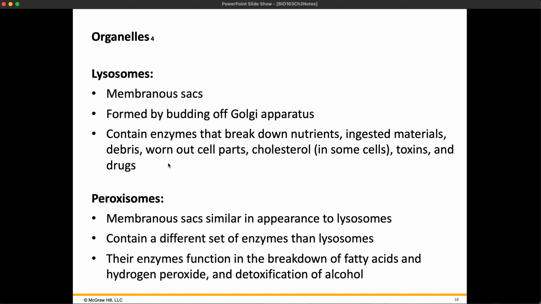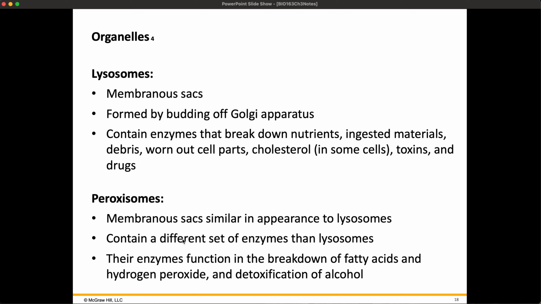Lysosomes and peroxisomes, a lot of these are helpful. They have enzymes that help with keeping the cell clean, right? I think lysosomes, I think Lysol, and so they have enzymes that break down nutrients, ingested material, worn out cell parts, and break down cholesterol, toxins, and drugs. So really helping to just kind of clean and tidy up throughout the cell.